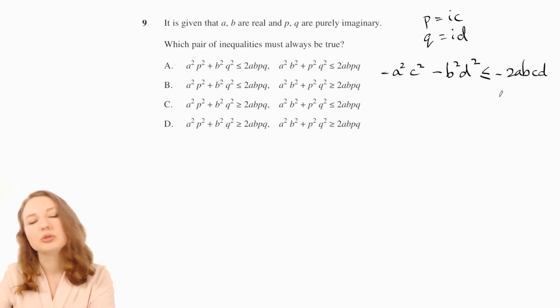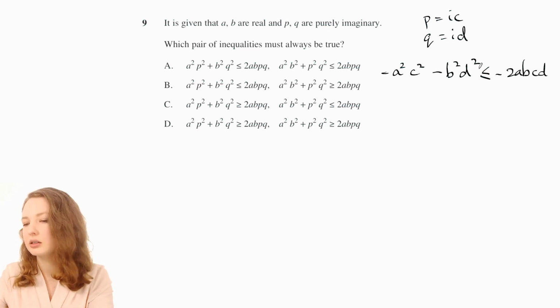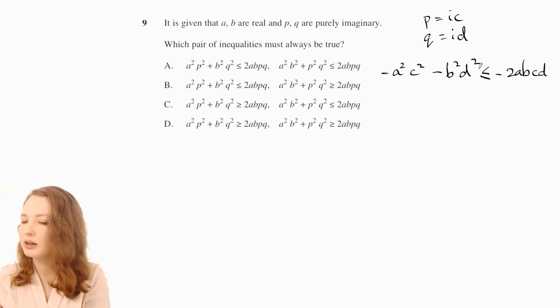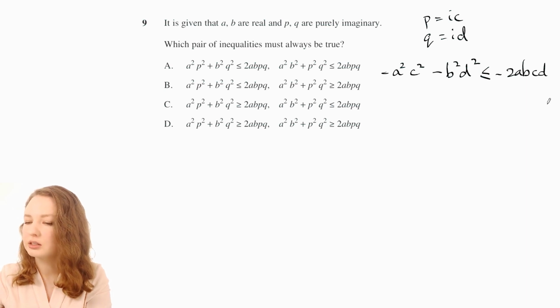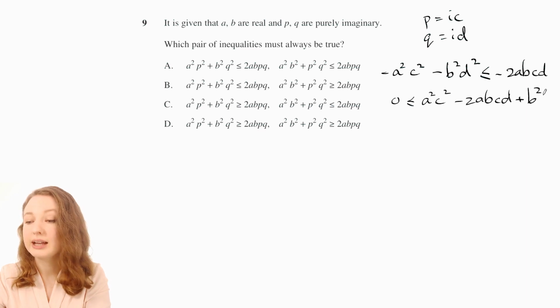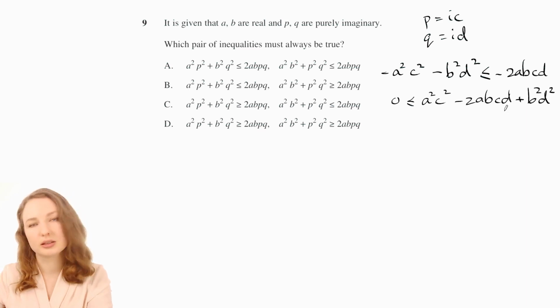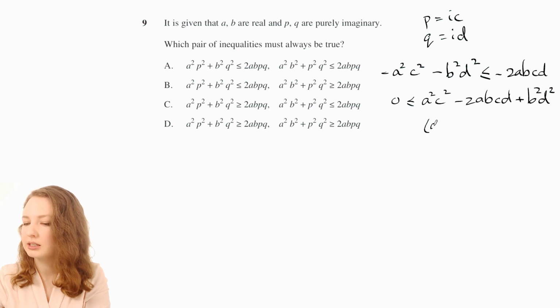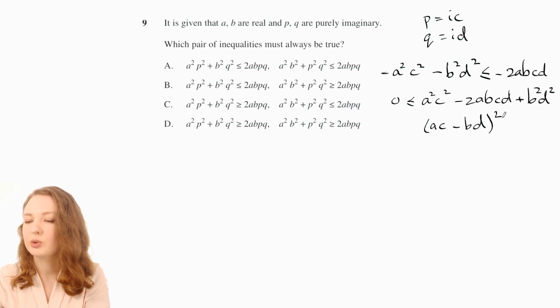So what I would do with an inequality like that is, let's move everything over to one side. And I'll move these so that they become positive. So you get 0 less than or equal to... And then that's really good because we can factorize this. So this makes (AC minus BD) squared.